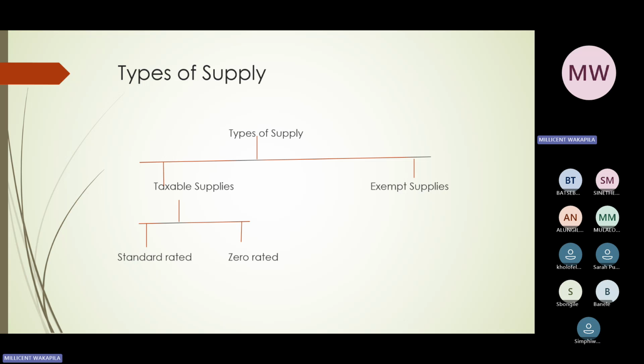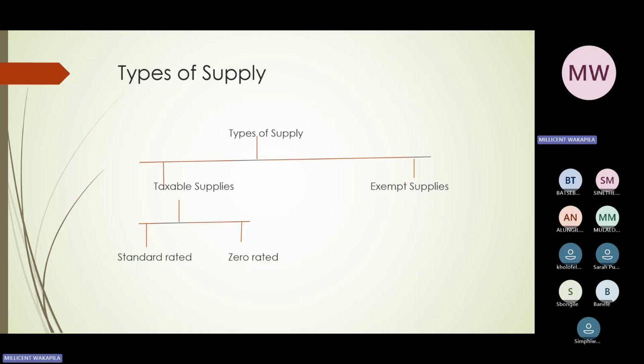We have the standard rated and the zero rated. The standard rated basically means that you multiply by 15%. The zero rated means that there is VAT, but it's at 0%. Guys, when it comes to this, please don't argue with me. Maybe go and argue with the lecturers about why they say that there is VAT but it's zero rated. But that's just how it is.